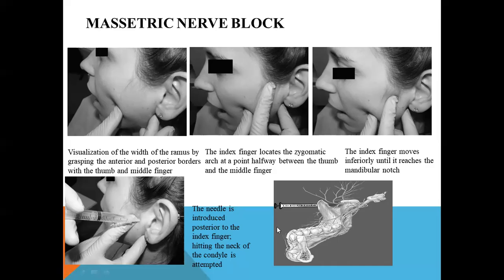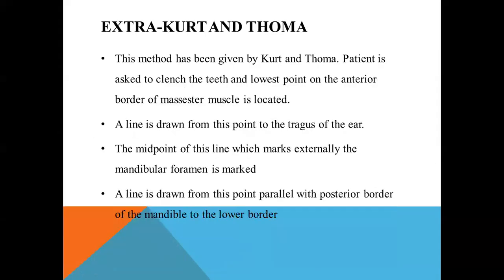I hope you understood with the help of this picture. The first picture shows that you have to measure the width of the ramus by grasping the anterior and posterior borders with the help of the thumb and the middle finger. The second picture shows that the index finger is used to locate the zygomatic arch at the point halfway between the thumb and the middle finger. The third shows that the index finger should be moved slowly inferiorly until you reach the notch. Once you have reached the notch, introduce a needle posterior to the index finger until you hit the neck of the condyle. Once you hit the neck of the condyle, deposit the local anesthetic solution slowly.